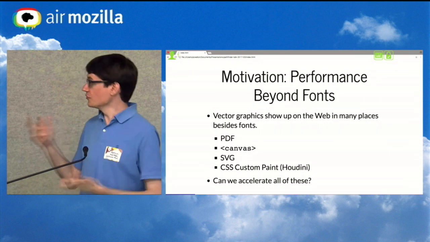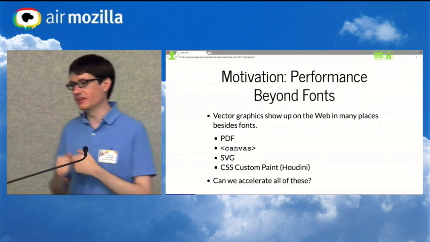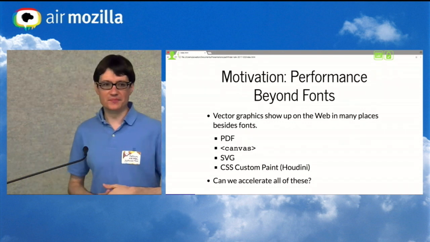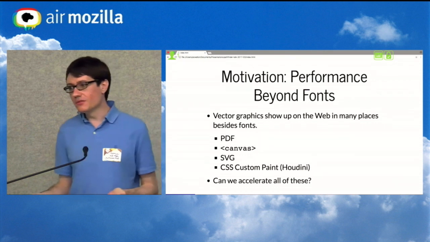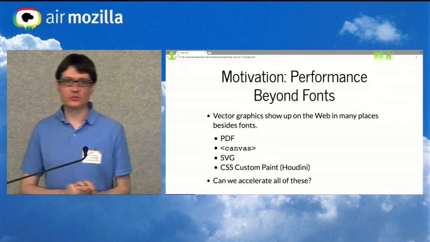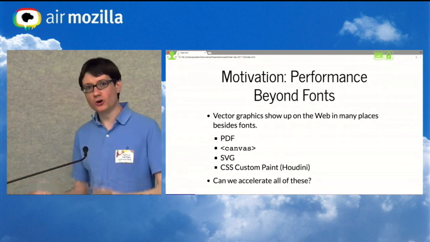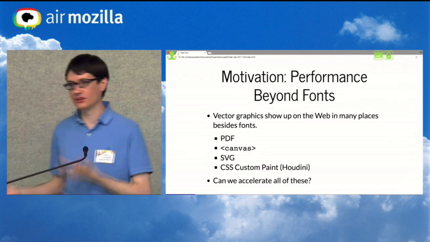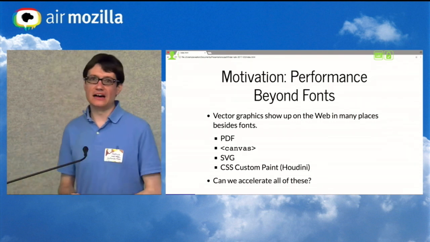There's all sorts of APIs on the web that use vector graphics. PDFs, I'm sure everyone has dealt with a slow PDF that takes forever to zoom, forever to scroll. There's Canvas on the web that gets used a lot. SVG is also used quite a bit. There are new specs coming down the pipe that use vector graphics even more. It's like CSS Custom Paint, part of the Houdini spec. So vector graphics are important.